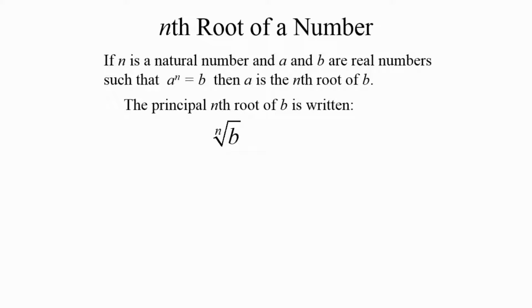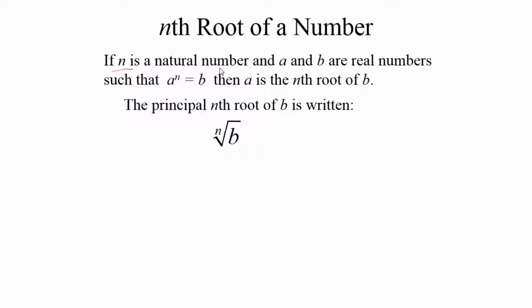Now we are going to get into the nth root of a number. So this is where the radical sign comes in. Nth root of a number, like the second root, the third root, the fifth root, the 10th root of a number. This is how it is defined. If n is a natural number, we remember what natural numbers are, right? 1, 2, 3, 4, 5, 6, all the way to infinity.